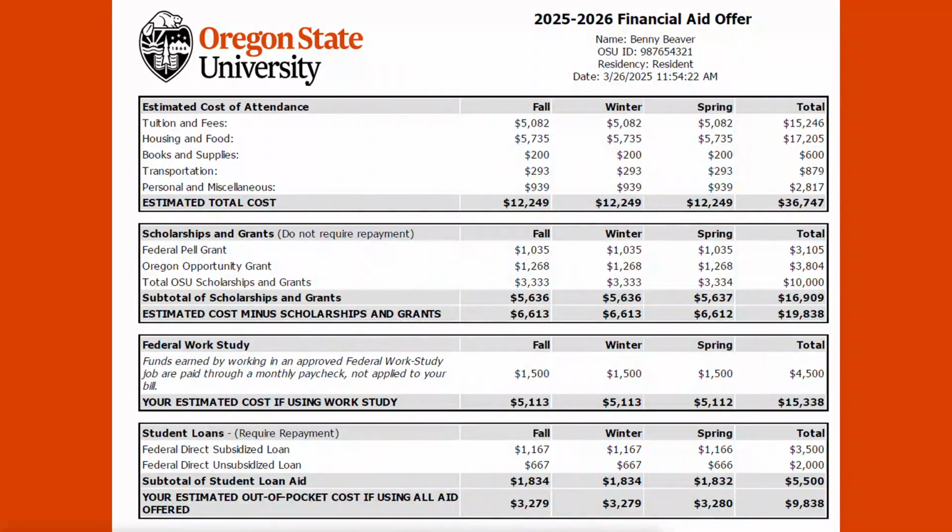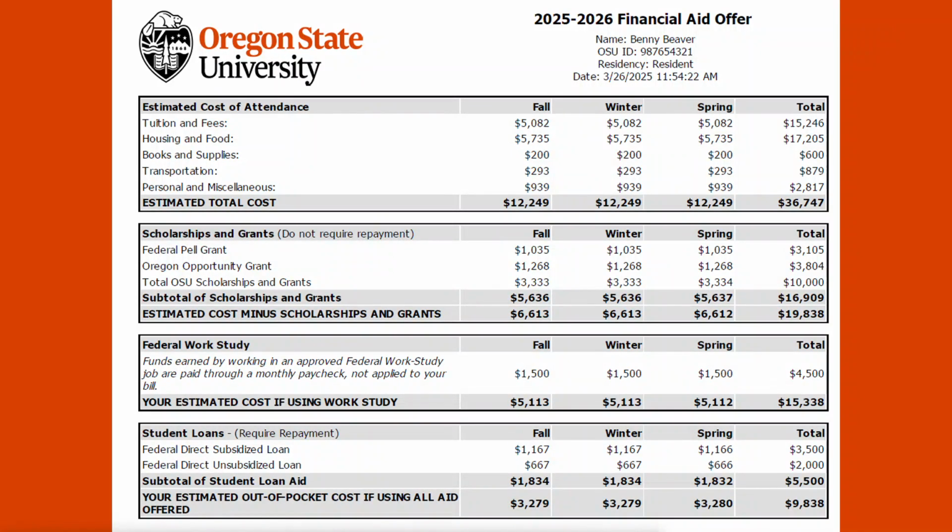At the very top, we have your estimated cost of attendance. This is kind of a rough estimate of what we expect a typical student to accrue in expenses in a given academic year. For this instance here with Benny, we've got their tuition and fees, housing and food, books and supplies, transportation, and some personal and miscellaneous expenses as well. You can see we do have those added up down at the bottom, both on an individual term basis as well as a full year basis.